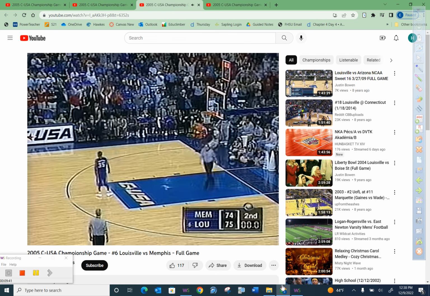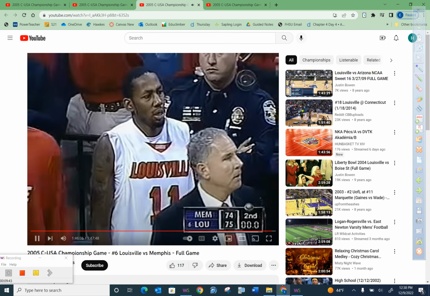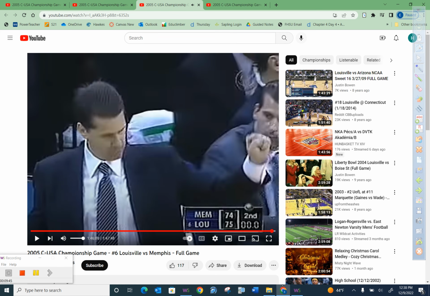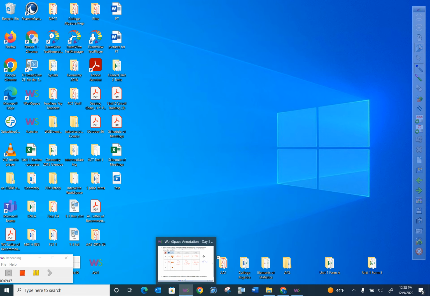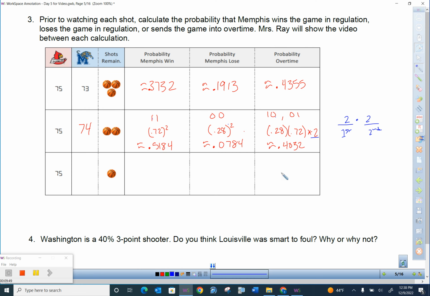Okay, so he missed it. Score is still 74-75. From there, pause the video and find the probability with that last row for me. Okay, hopefully you realize that if he missed that, there's no way he could get all 3 points, which means there's no way they can get that 76, 75 final score that was originally possible.